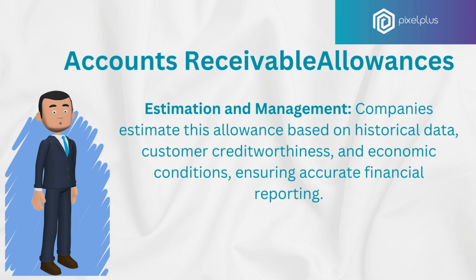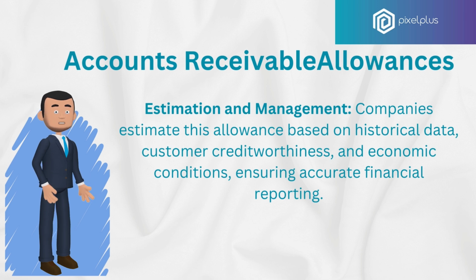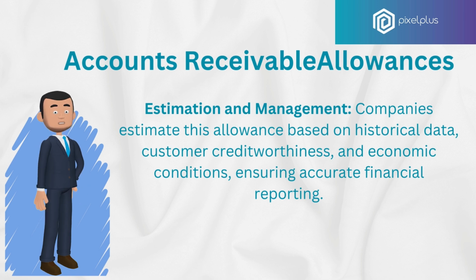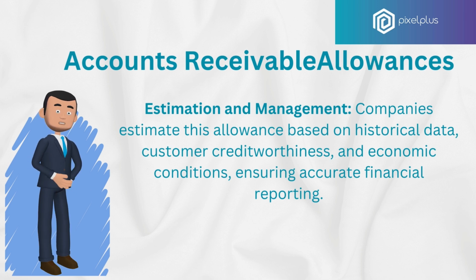This information is used to calculate an average bad debt rate, which can be applied to current receivables to estimate the allowance. Customer creditworthiness. Evaluating the creditworthiness of customers is crucial for estimating the allowance for doubtful accounts. Companies assess the financial health, payment history, and credit ratings of their customers to determine the likelihood of default. Customers with poor credit histories or financial instability are more likely to default, and higher allowances may be needed for such accounts.